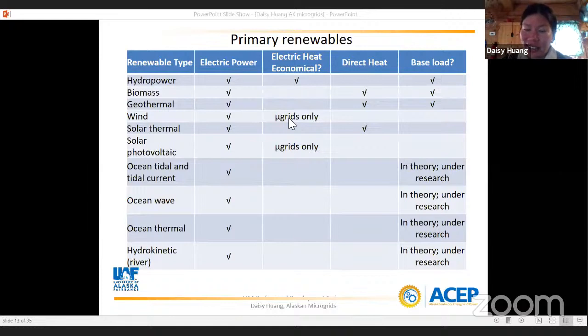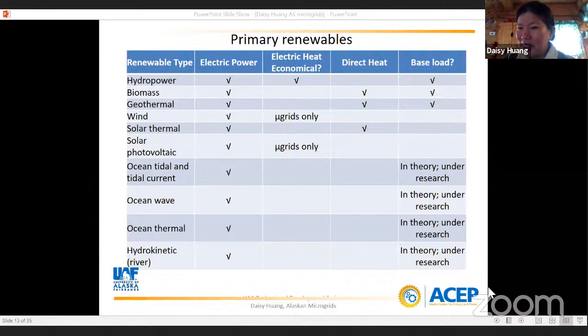The efficiency on all of that is like 32%, where the efficiency on burning a log right here in my house is like 90%. And so electric heat is just not economical, with the exception of when electricity is really cheap. So who has that? Communities that have hydro, and those are the only ones. So Juneau, Ketchikan, Cordova. But even there where it's economical, electric heat is not common. People like wood. People like their Toyos.